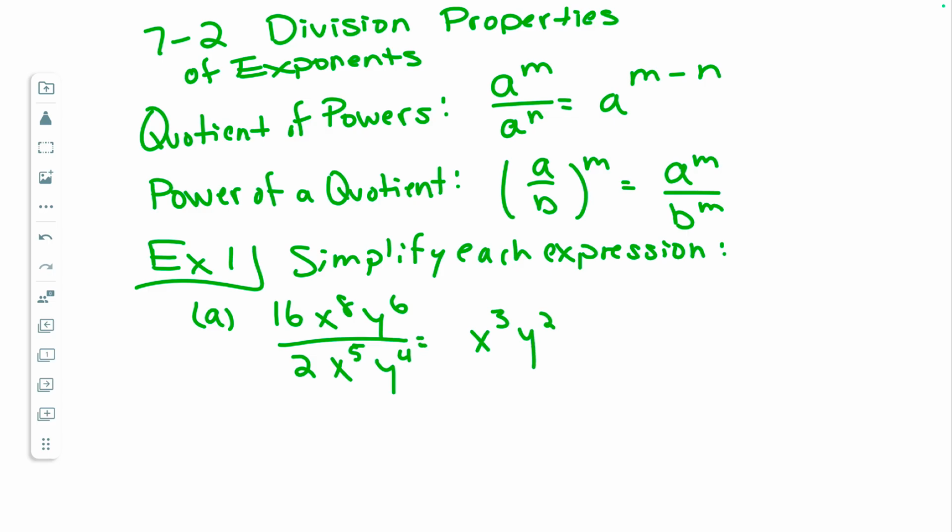Now, here's the mistake people will make when they work with the numbers. Because what they're thinking is, oh, division, exponents, I subtract. So people will subtract the numbers in the front. They'll do 16 minus 2, and they will write 14. Do not change the problem. Just write 8. Okay?